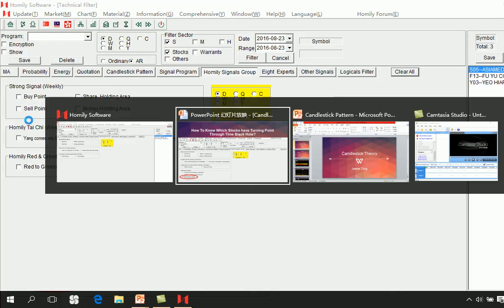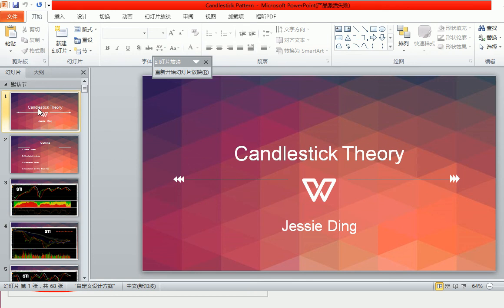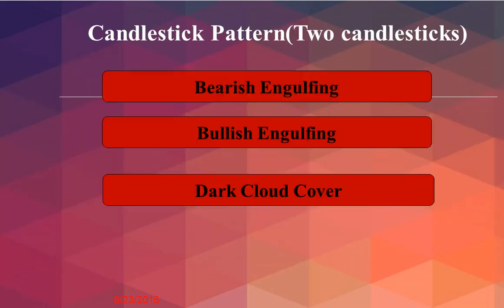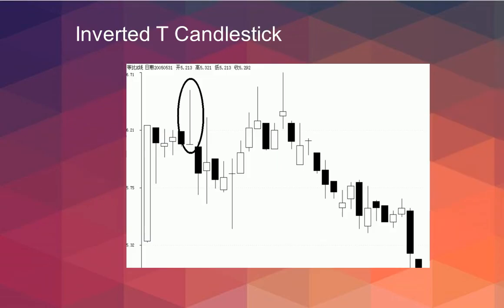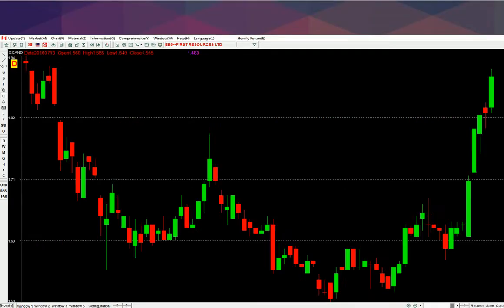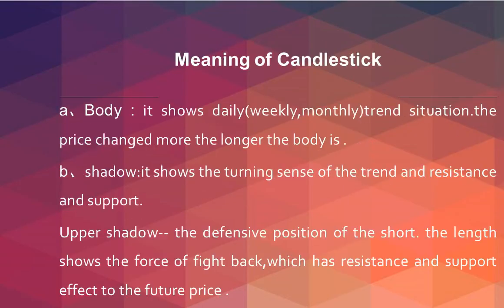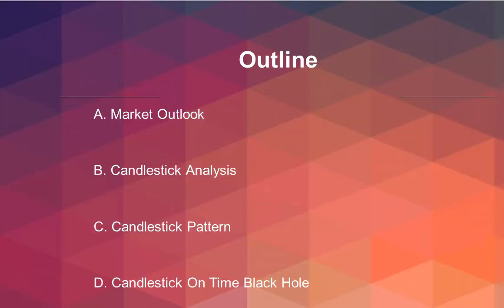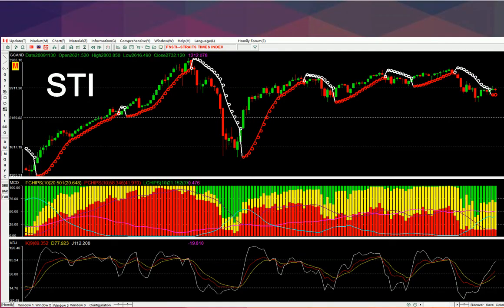Let's review the course. Today we learned so many candlestick patterns, right? And I hope you can understand. Maybe my course is a little fast, so let's review it. Firstly, today we talked about the candlestick theory, right? And we use the function to judge the STI index. The first one, we use the red and white circle. This is the red and white circle, the STI index, right?